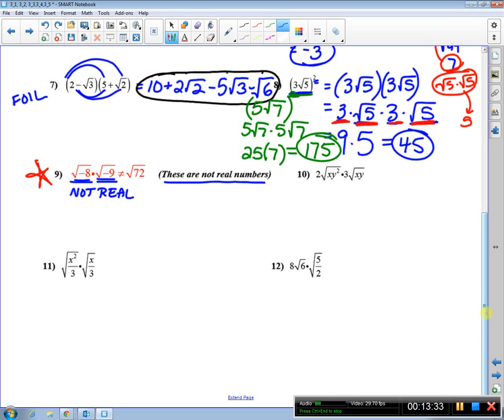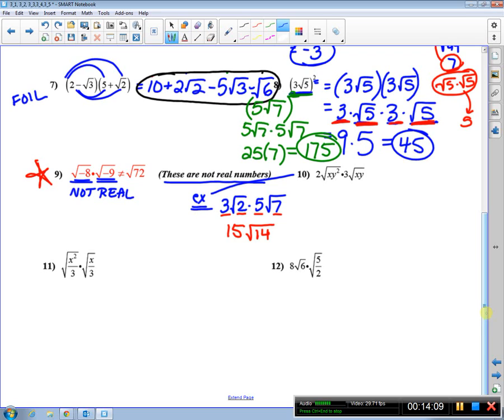Number 10. So if we have an outside value and an inside value times an outside value and an inside value, I think you saw before, we can rearrange those terms. So even looking at a simpler example of number 10, if I have 3 radical 2 times 5 radical 7, all I have to do is my outside numbers times each other, and then under my radical numbers times each other, and I'm done.